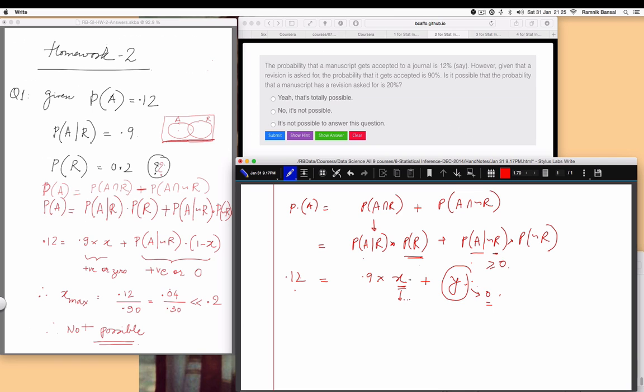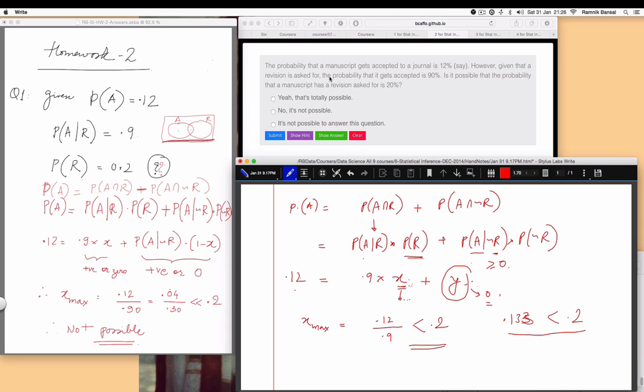Which means, what is the maximum value of x that I can get? So x max is equal to 0.12 divided by 0.9, which comes out to be about 0.133, which is definitely less than 0.2. So we can clearly say that this is not possible. The probability of revision being asked cannot be 20%, because it cannot be more than 0.133 for these conditions to hold true.